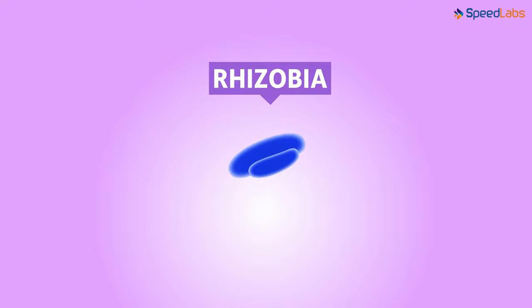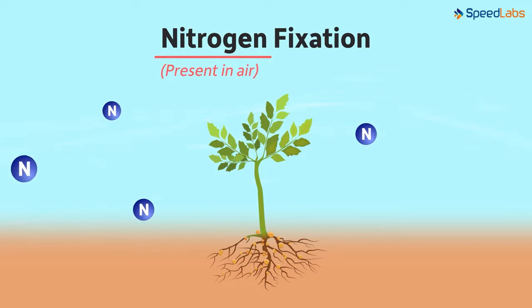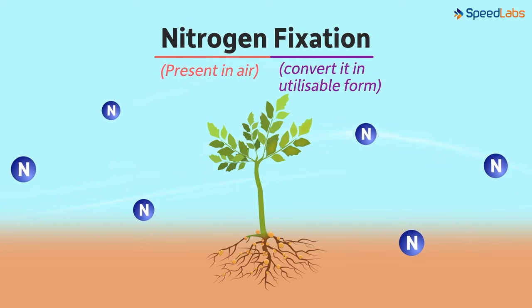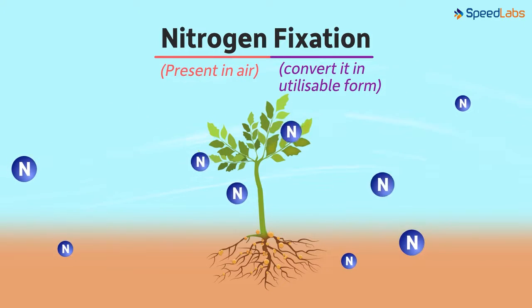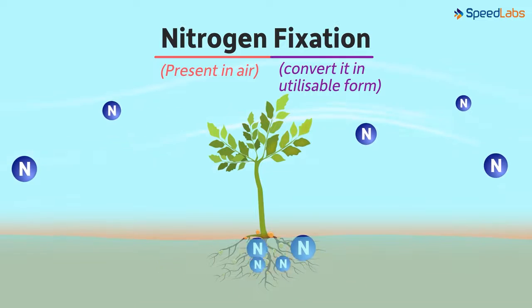So coming back to rhizobia, they carry out the process known as nitrogen fixation. As the term suggests, nitrogen means the nitrogen present in the air, while fixation is a process in which it's converted into a utilizable form. Nitrogen is present in a huge quantity in the atmosphere. However, it's not in a consumable form. Neither does it get dissolved in the water that can be absorbed by the roots.